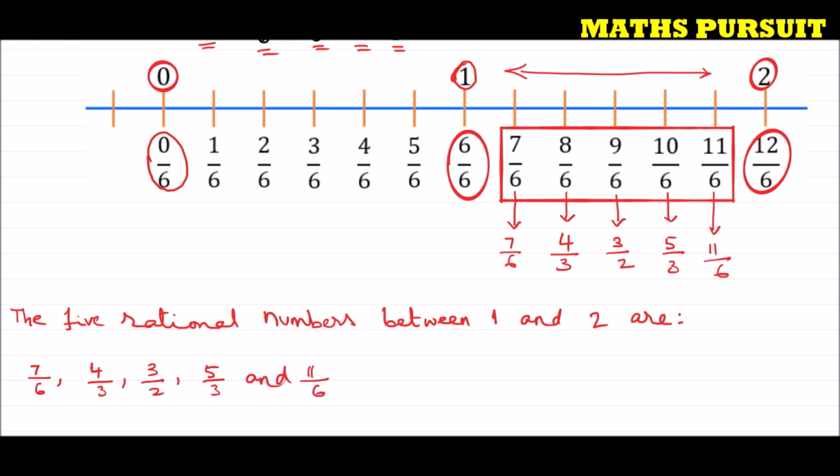Hope guys you understood how easily I found these rational numbers. I took some time to explain, but you can do this type of question within 5 to 6 minutes, not 10 minutes. These are very simple, straightforward and easy. Just follow certain steps and you can do this.